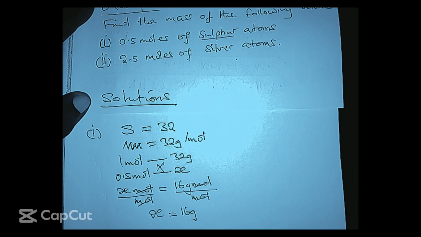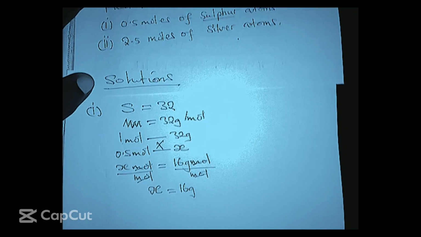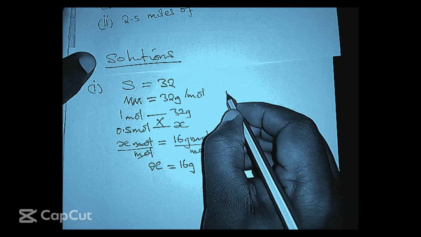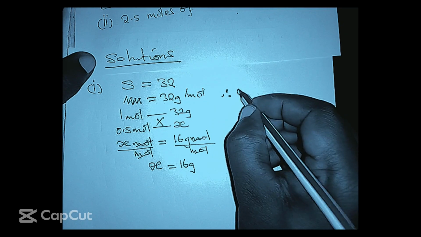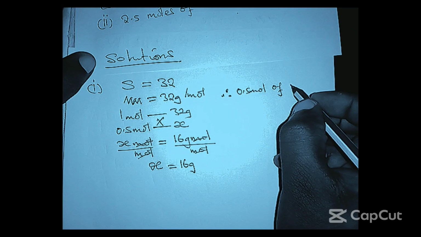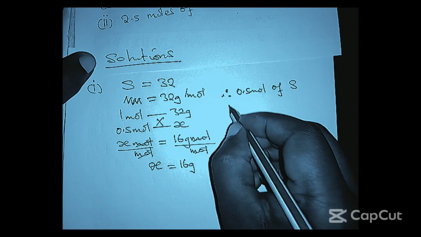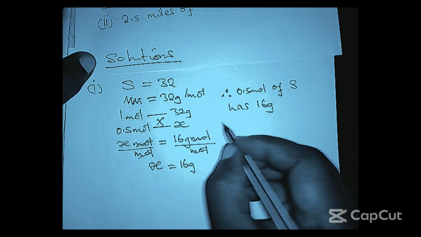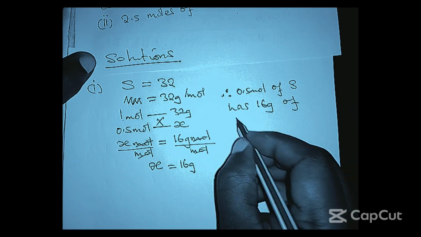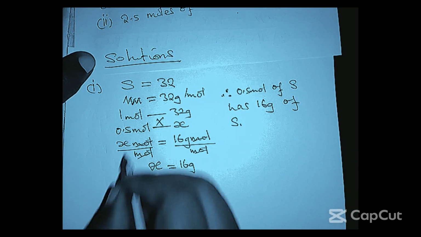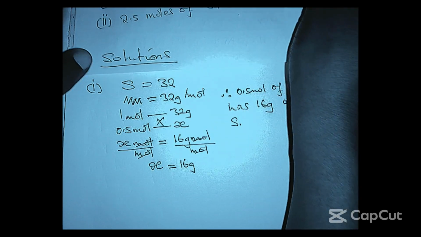grams. Okay? So this will mean that, therefore, we'll say 0.5 moles of sulfur has 16 grams of the same sulfur. This will be our answer. Then we go to question 2 here.